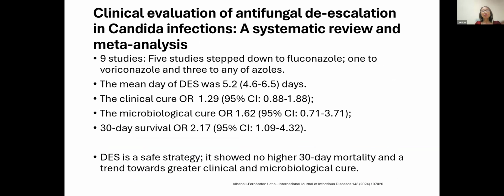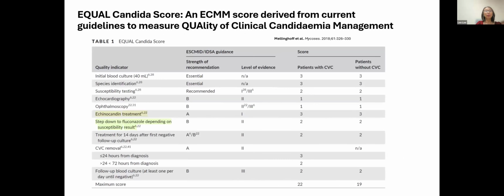So this is a systematic review and meta-analysis based on 9 studies on candidemia. And again, the study result shows that the mean days of the escalation was only 5.2. And as a whole, the de-escalation is a safe strategy. It shows no significantly higher 30-day mortality and a trend towards a greater clinical and microbiological cure.